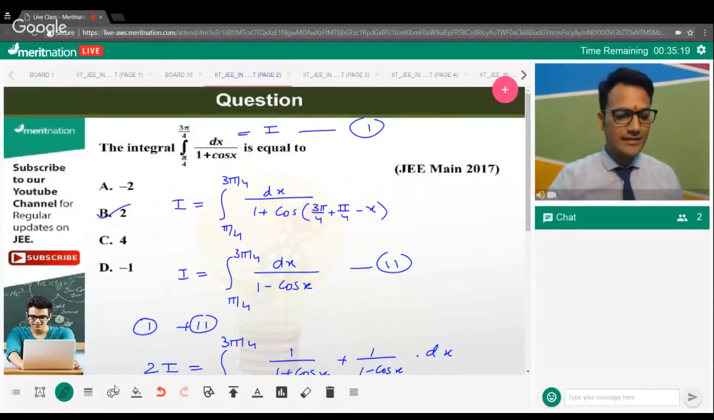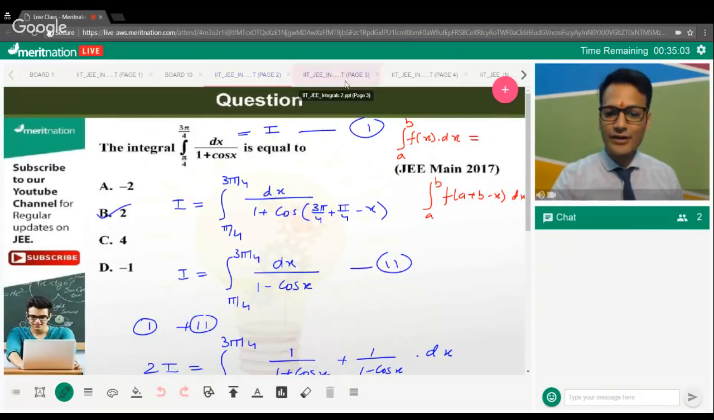We have applied the same property which I told you a moment back, the master one. And that is integration from a to b, f(x) dx can be written as, or will always be equal to, integration from a to b, f(a + b - x) dx. Let's pick up one more example.